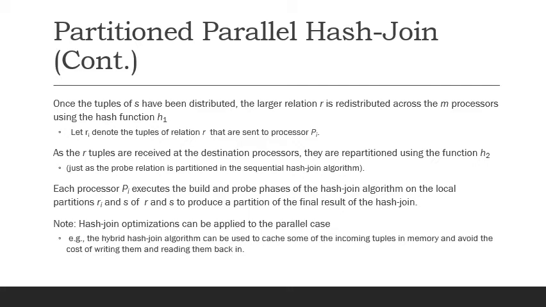Note that hash join optimizations can be applied to the parallel case. For example, the hybrid hash join algorithm can be used to cache some of the incoming tuples in memory and avoid the cost of writing them and reading them back in.